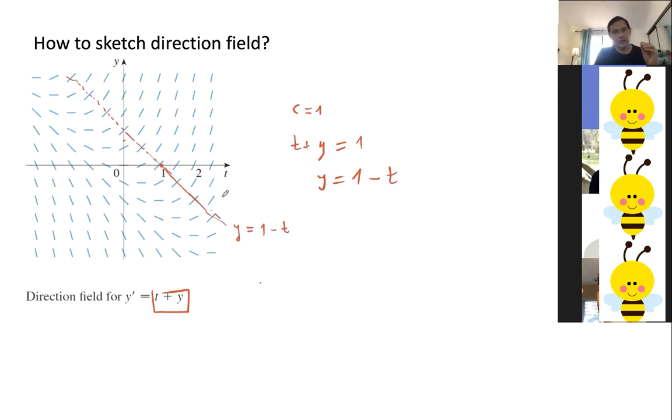Then if you take any point on this line, the slope is going to be 1. This is a slope 1, this is a slope 1, and so on and so forth. Do the same for c equals, for example, -1 or c equals 0, and so on and so forth. That will give you how to sketch the direction field.